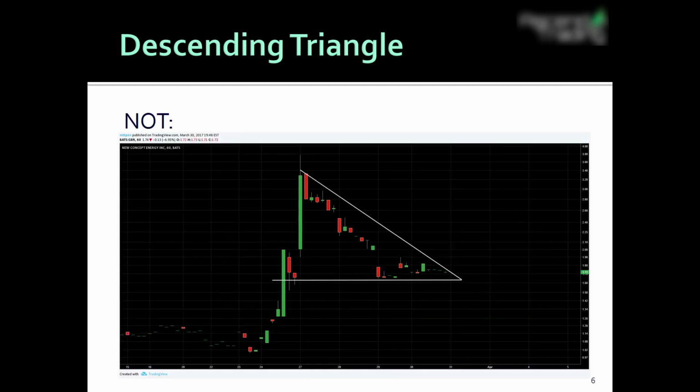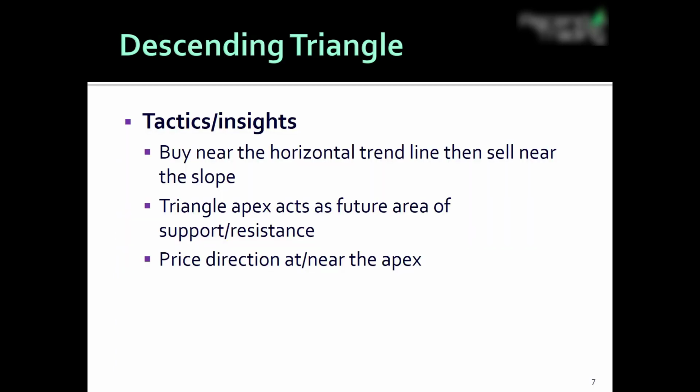This one doesn't constitute a descending triangle because even though it has the horizontal SAR and the downward slope, there's too much empty space right here. It's really just a channel downward.